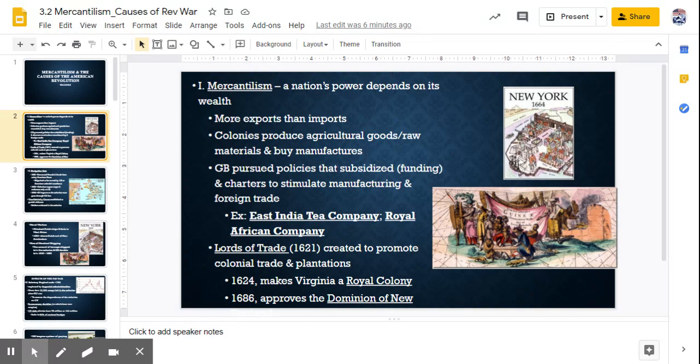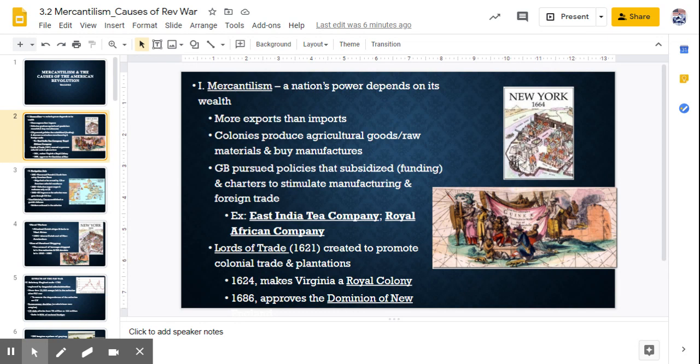And it was really easy for England to simply make laws that if you wanted anything other than East India tea, you were going to pay an additional tax. So people were encouraged to only buy from Great Britain's tea company.